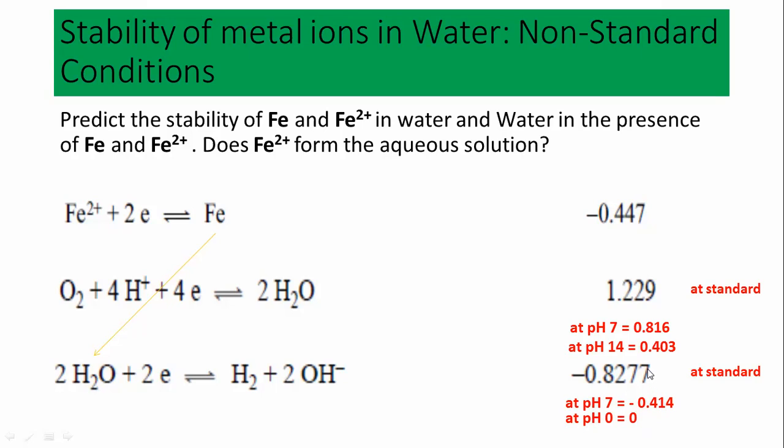And when it is at the standard cell potential, it is minus 0.8277, or minus 0.823 at standard. Standard means here, don't be confused over there, this is the hydroxyl ion concentration. That means unit concentration of the hydroxyl ion, the pOH would be 0. When pOH would be 0, pH here would be 14. So pH plus pOH will be equal to 14.